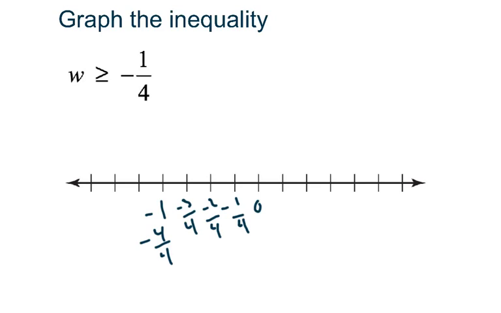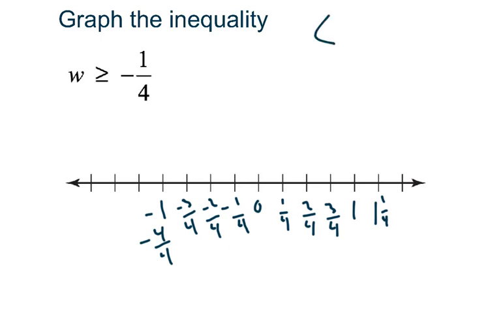And then on the other side, we're going to have 1/4, 2/4, 3/4, 1, 1 and 1/4, and so on. Oops, that's not a 4. There we go. Okay, so now I can look at my inequality because I've got my number line set up.